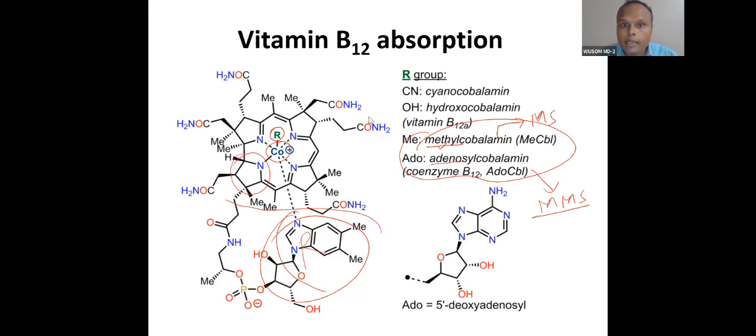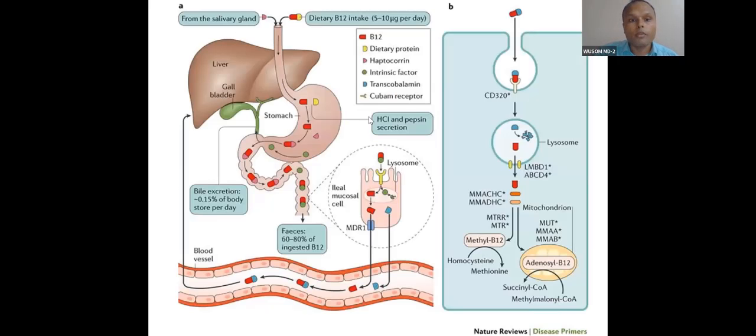But the dietary vitamin cobalamin forms, when we take them in diet, have either cyano or OH: hydroxycobalamin or cyanocobalamin. And this hydroxycobalamin will be modified into methylcobalamin and adenosylcobalamin in our body, because our body requires methyl or adenosyl. Remember this very important concept.